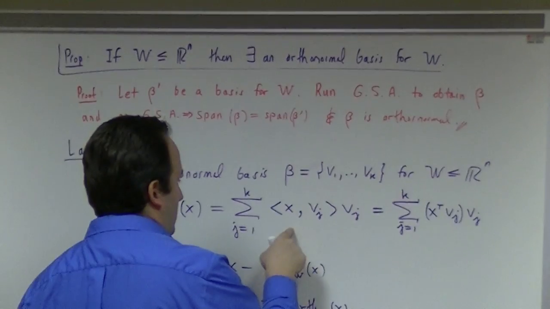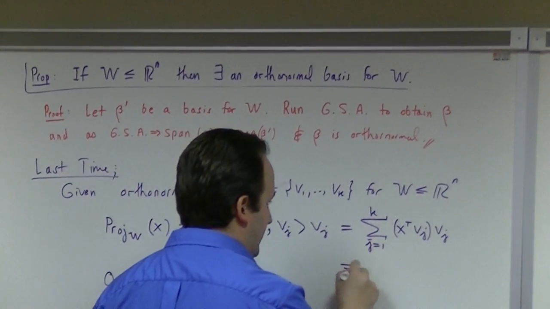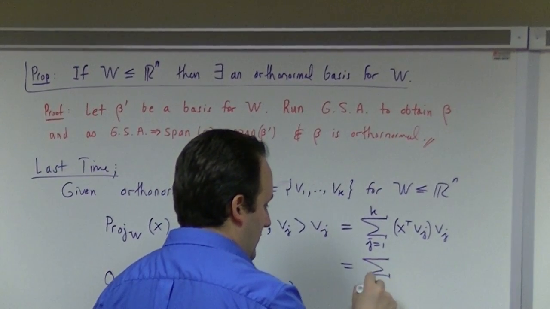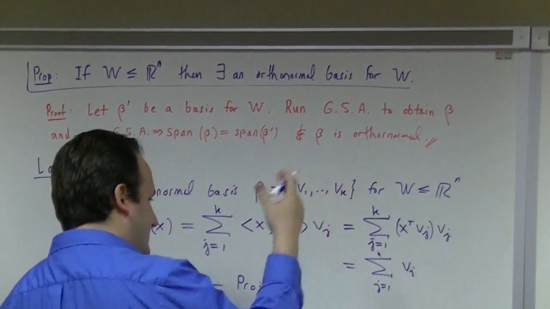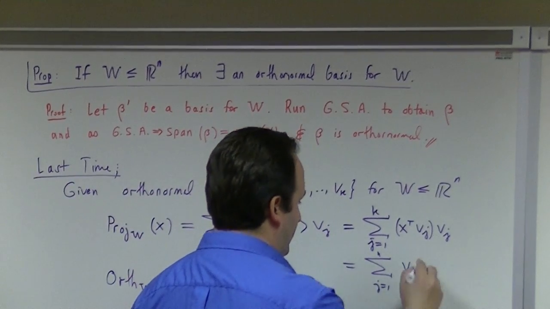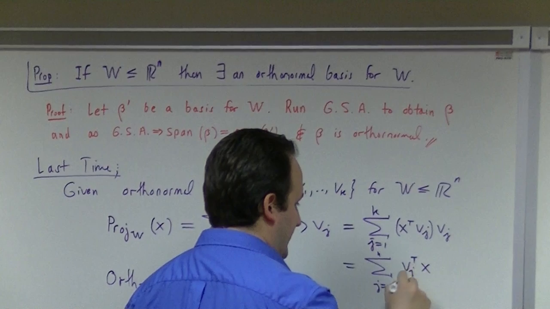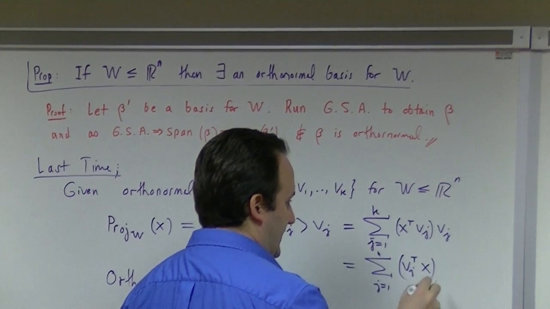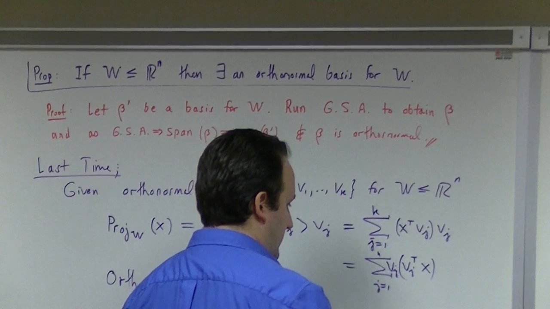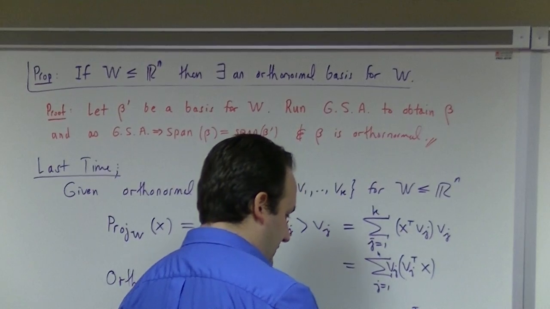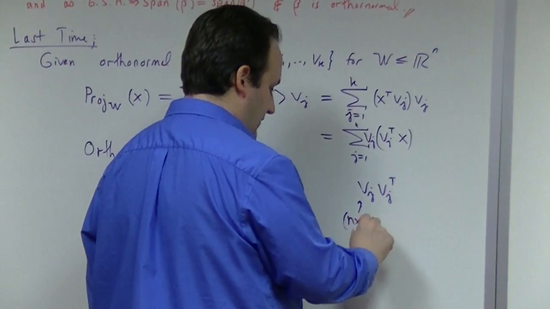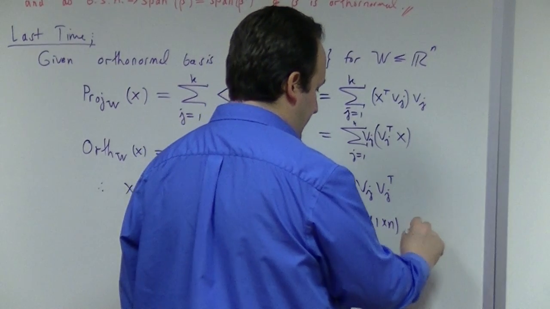I think I would rather write this as the sum j equals 1 to k of vj times vj transpose x. That's a scalar. And I guess I can write this first. Let's see here. vj vj transpose would be what? This is an n by 1 times 1 by n. We get n by n, right?